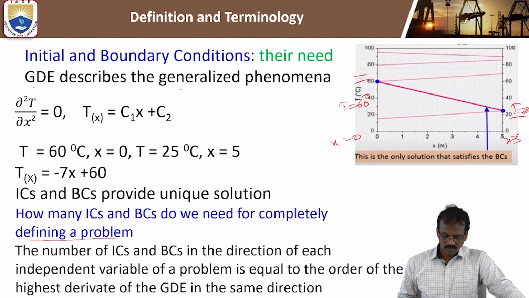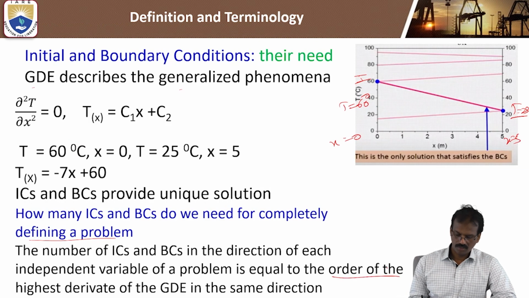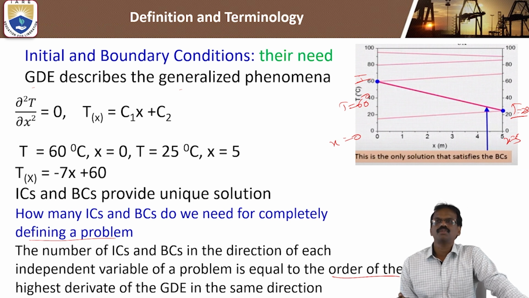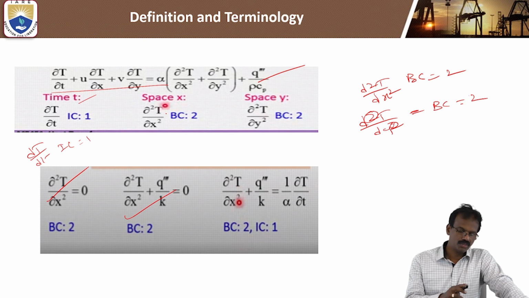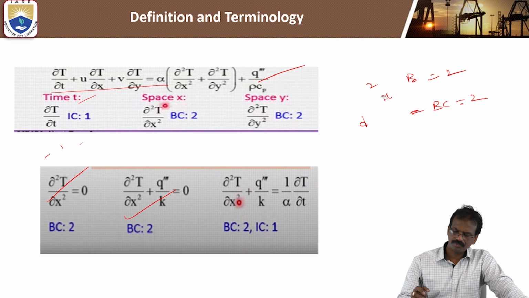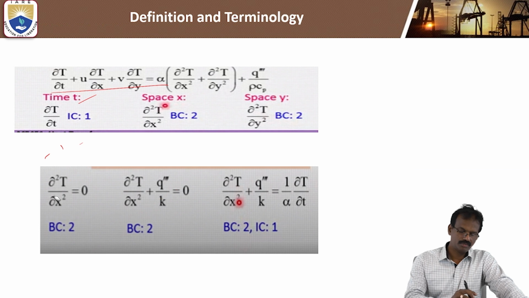So based upon the order of the highest derivative of the general differential equation, order of highest derivative here 1, here 2. Based upon this one, we will choose the boundary condition. So this is just small information regarding the boundary condition.